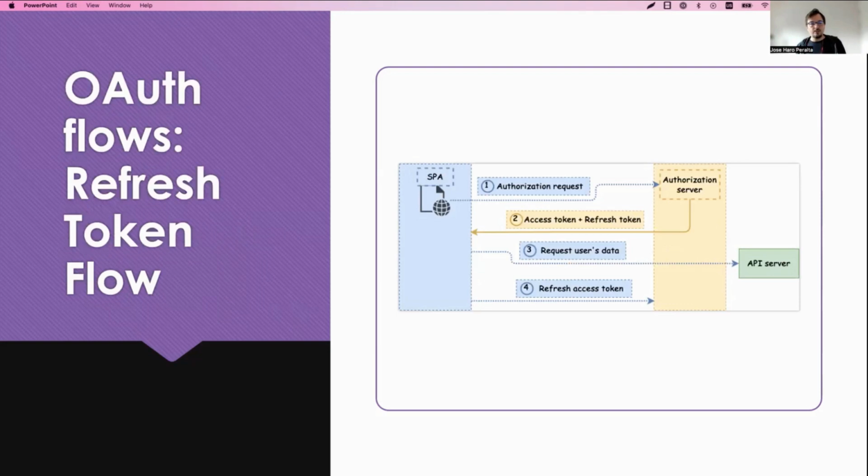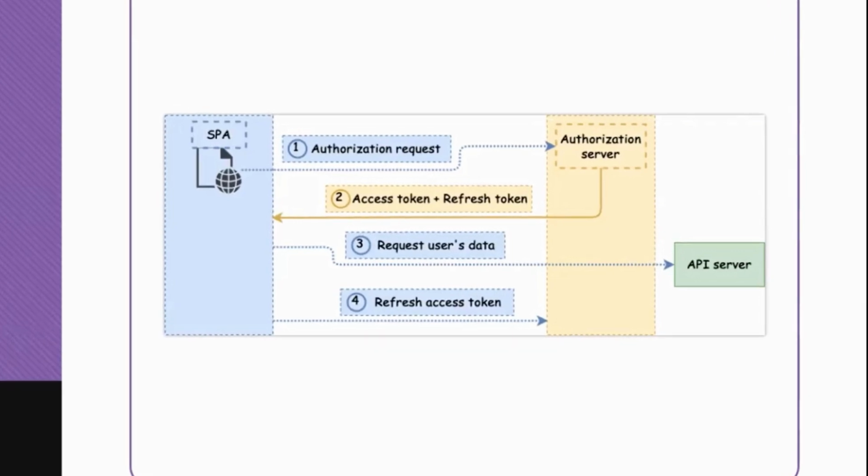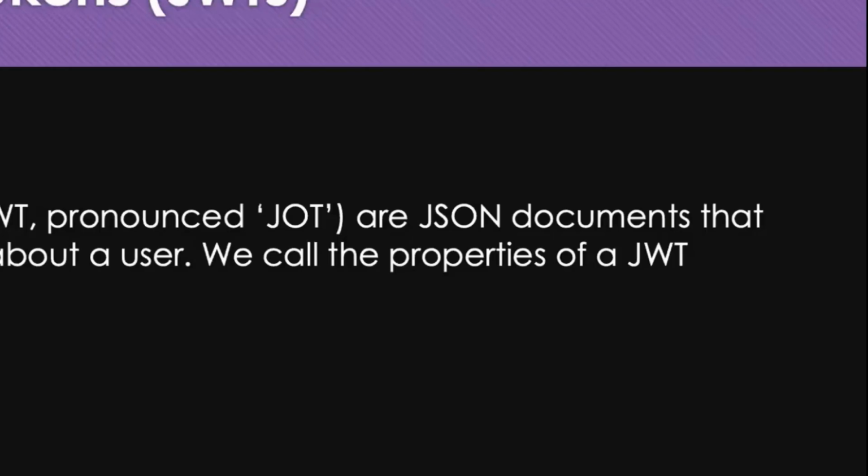And the final flow is the refresh token flow. Every token has an expiry date to keep it secure. And when the token expires, we need to obtain a new token. But instead of going through the whole flow again, we use a refresh token flow to obtain a new access token. In this case, we will also obtain a new refresh token, because the refresh token is only one-time use. And again, when the access token expires, we will use it again.